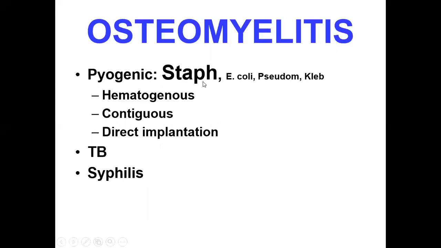And the route of transmission or dissemination is through blood, hematogenous spread, or from contiguous organs suffering from mycobacterial or pyogenic infection, or sometimes direct implantation when there is an injury to the skin and there are fractures, then direct implantation of Staph aureus or other bacteria may occur.